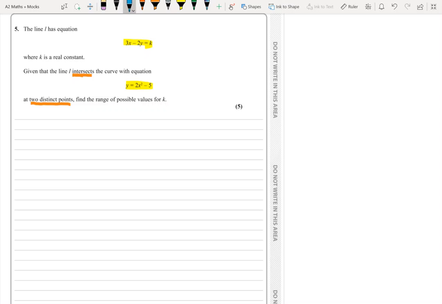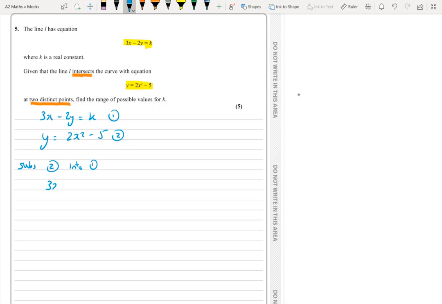So let's just start our algebra off by referring to these two equations. We've got the straight line, which we're going to call equation 1, and we've got the curve, which we're going to call equation 2. We need to start looking for intersections, so we need to solve these as simultaneous equations. I'm going to substitute 2 into 1, because it's already been rearranged to y equals.